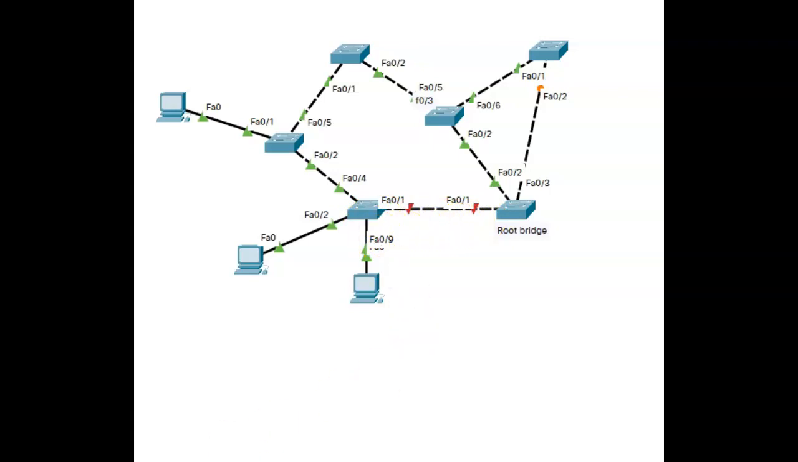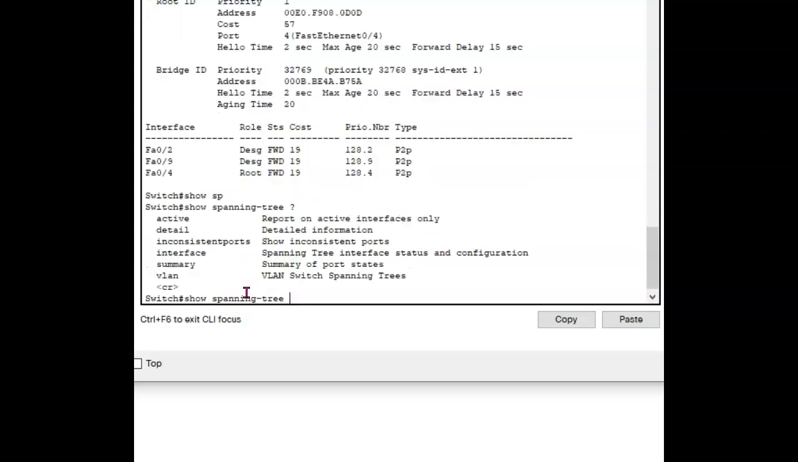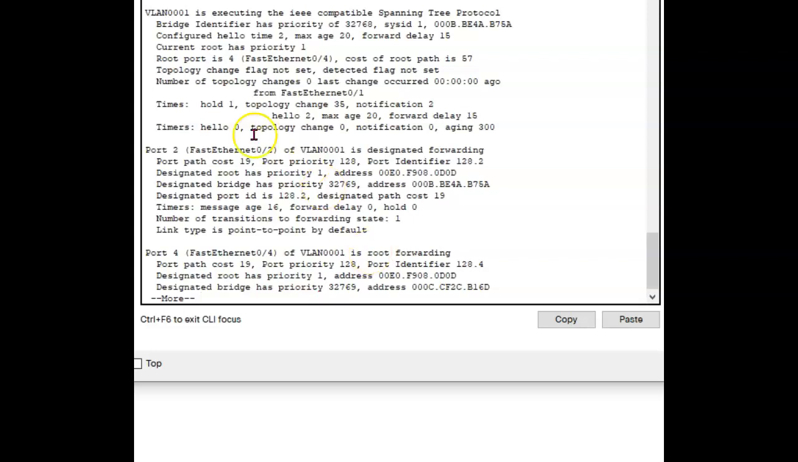There are a couple of other commands that are related. Let's take a look at show spanning-tree again, and this time I'm going to type a question mark, and you see we have active, detail, inconsistent ports, interface summary, and VLAN. If I typed VLAN, I would just get information for whatever VLAN I put in, but the ones you might be interested in are detail and summary. So let's put detail, and you'll see now I get very detailed information on each port that's participating in this, and a lot of detail there.